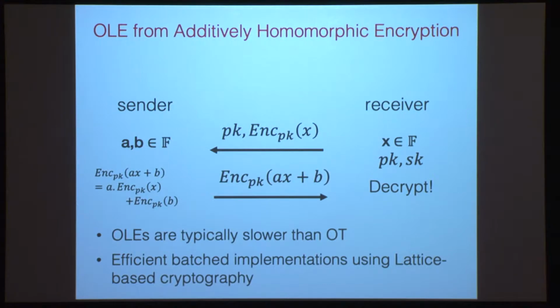What is a batched version? Well, if the sender and receiver have many, many inputs, A1, B1, A2, B2, X1, X2, ..., they can, in one interaction, learn for each of these instances the result of the OLE.